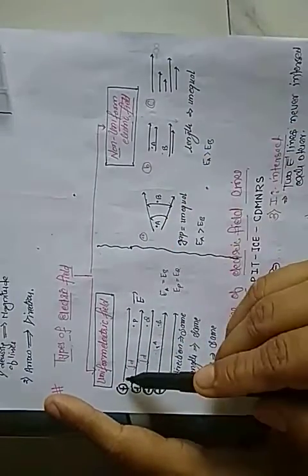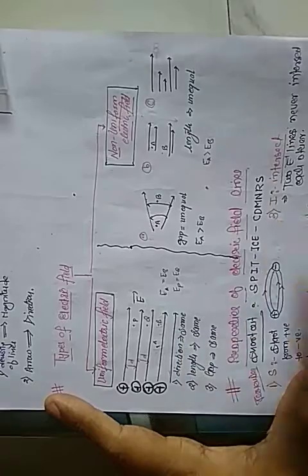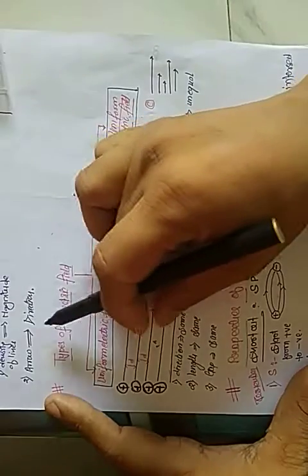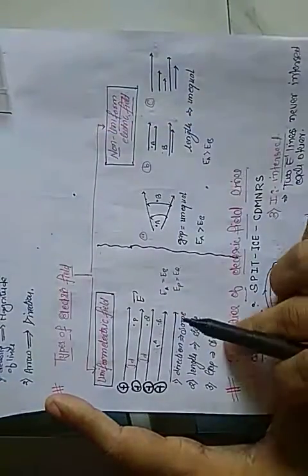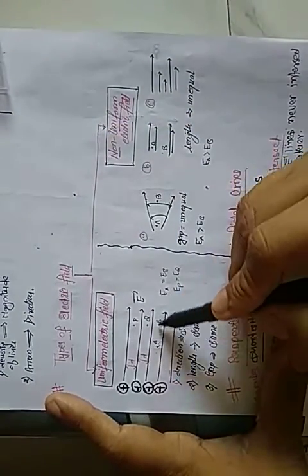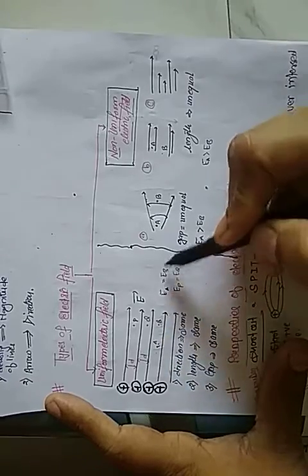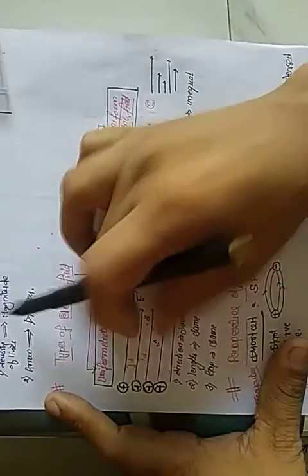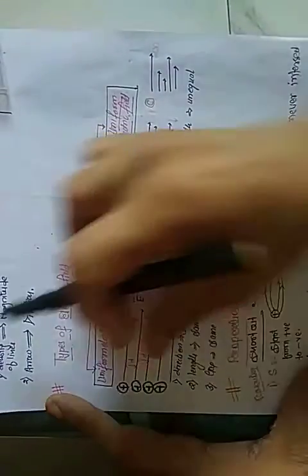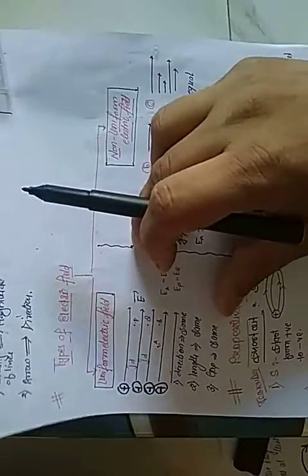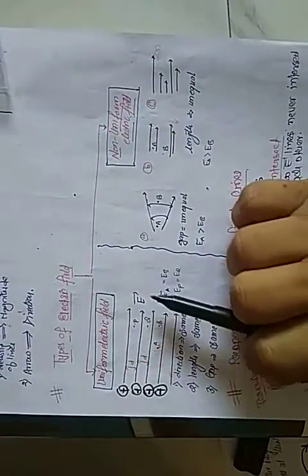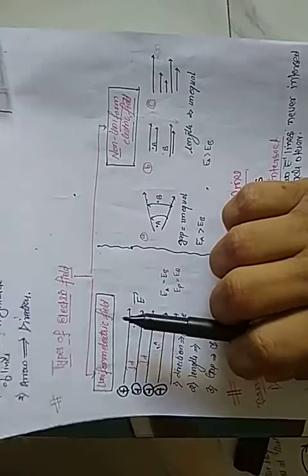Second, the length of all these lines is the same, and the gap between them is also the same. So for point A and point B, electric field is same. For point P and point Q, all the distances are same, so electric field is also same. So in uniform electric field, the magnitude is always same, there is no change.